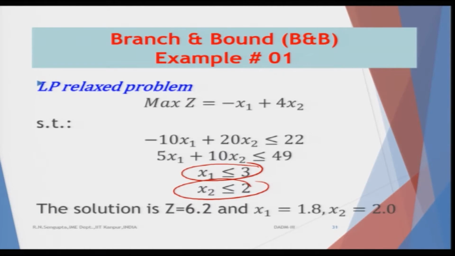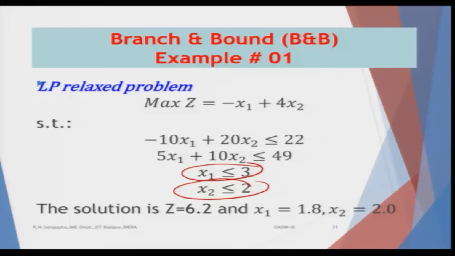Once you solve, x2 comes out to be 2, x1 comes out to be 1.8, and the z value comes out to be 6.2. Remember, we are solving the linear programming relaxation, that is why the value of x1 is 1.8. So, technically, logic says that we will now go for the other branching, the lower branching, in the sense x1 is greater than or equal to 2 and x1 is less than or equal to 1.